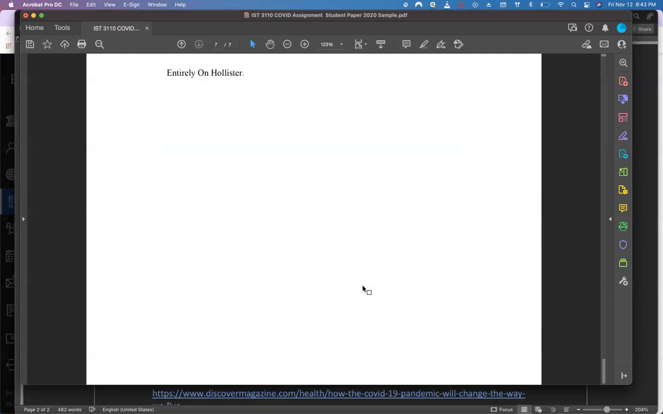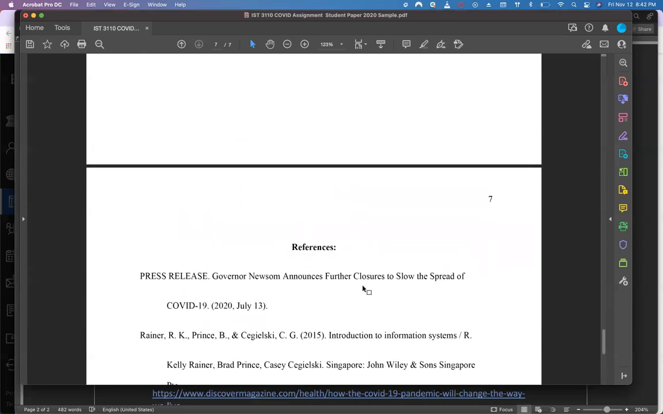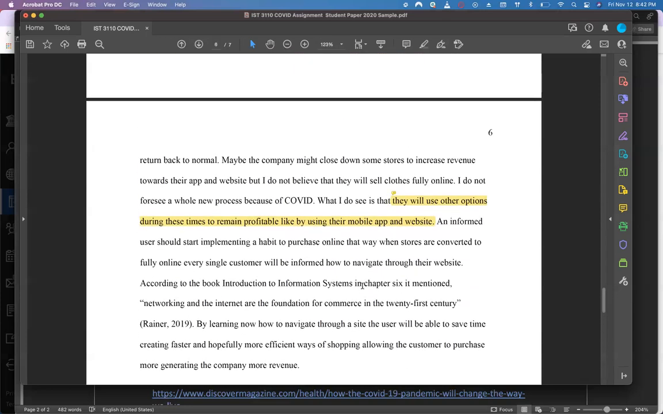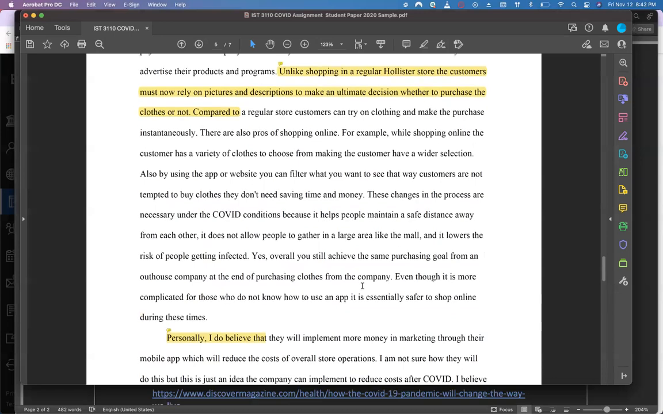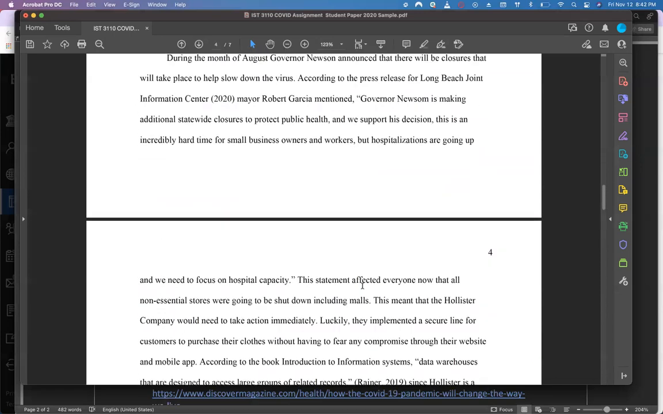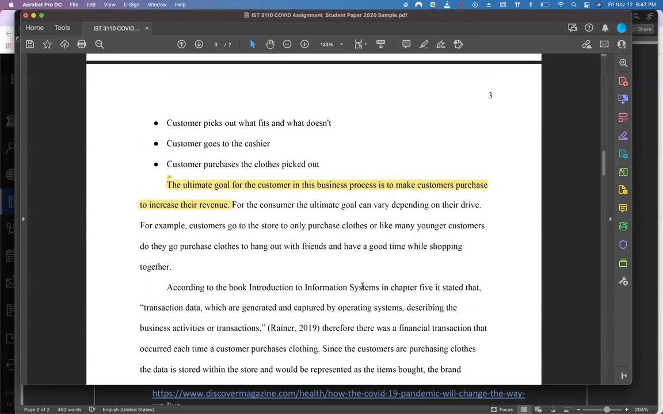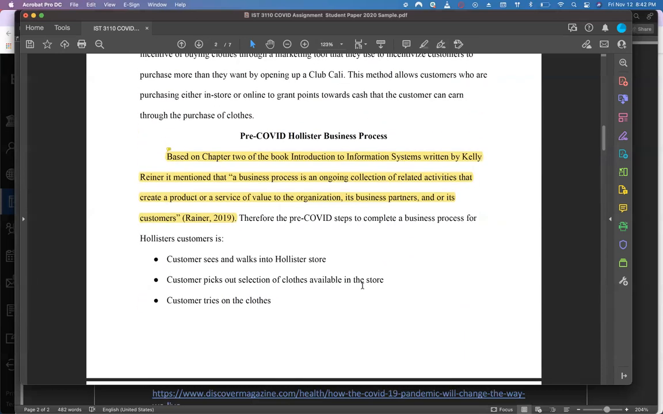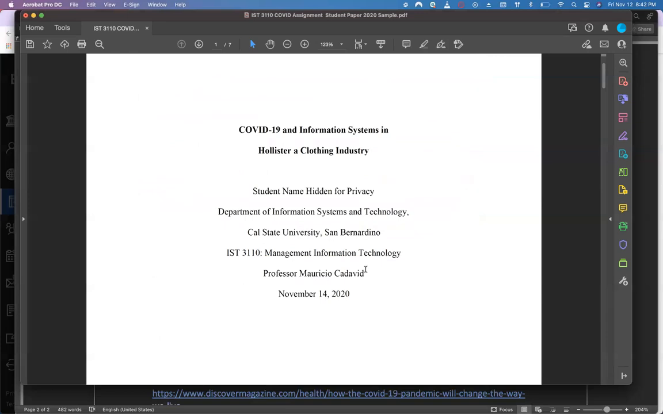So in all, this was a really good paper, and I hope that by walking you through it, you get to see how a really good paper can be written and how to put things together with regards to the assignment. You can pause it, go back and read it, and I hope that it helps. Thank you.